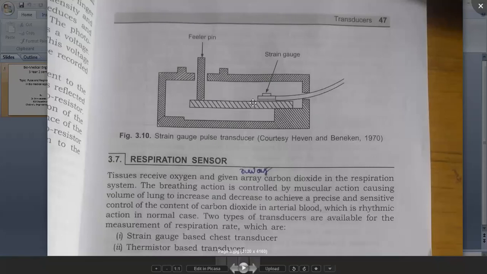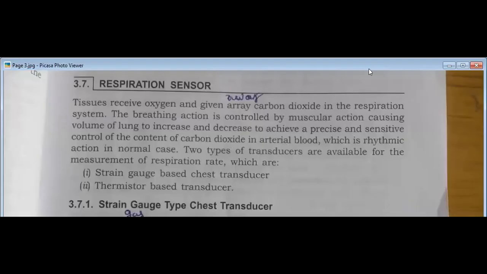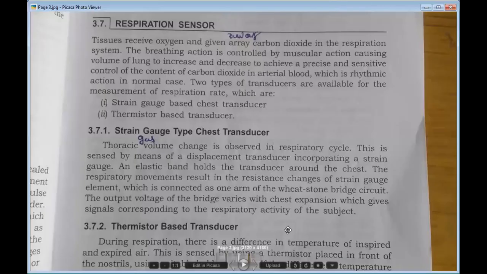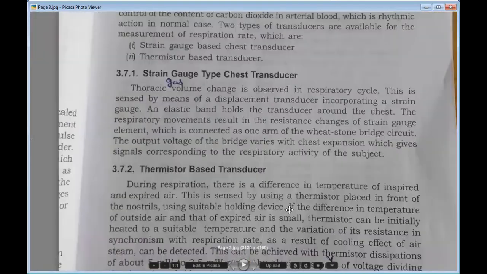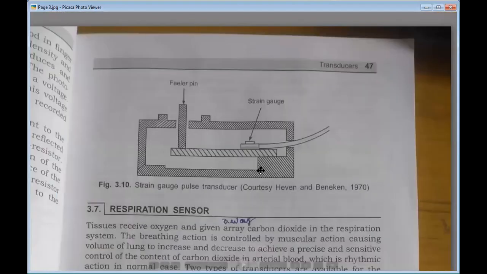This strain gauge senses the variation of the leaf spring, and due to that you will get the output. That final output will reflect the amount of blood flow and blood pressure in the vessels.